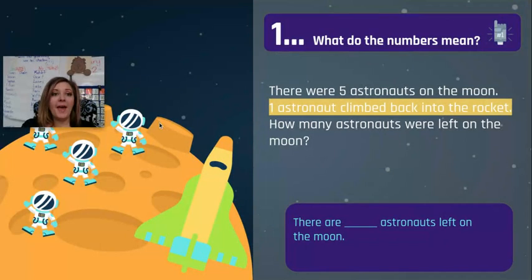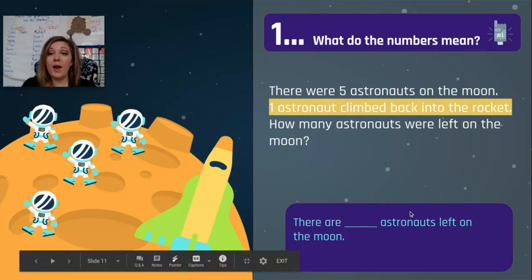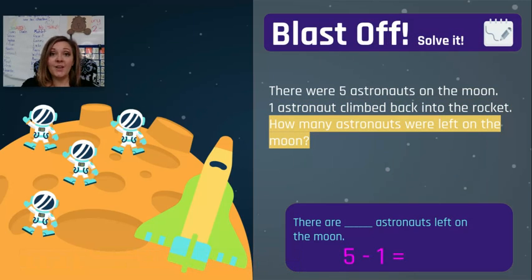So count them. How many do you see there? 1, 2, 3, 4. There are still 4 astronauts left on the moon. Now we can solve it. 5 minus 1 equals 4.